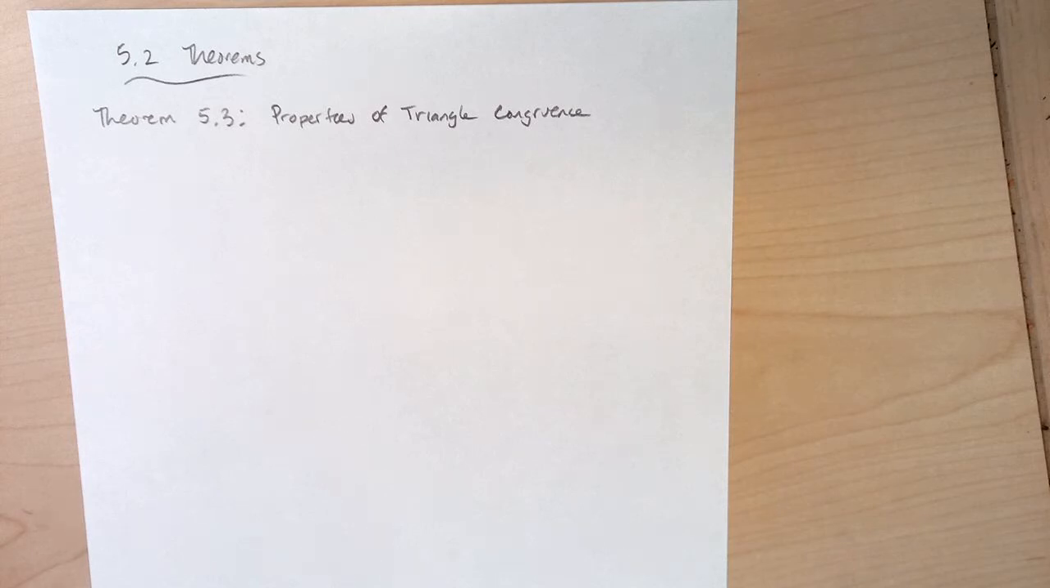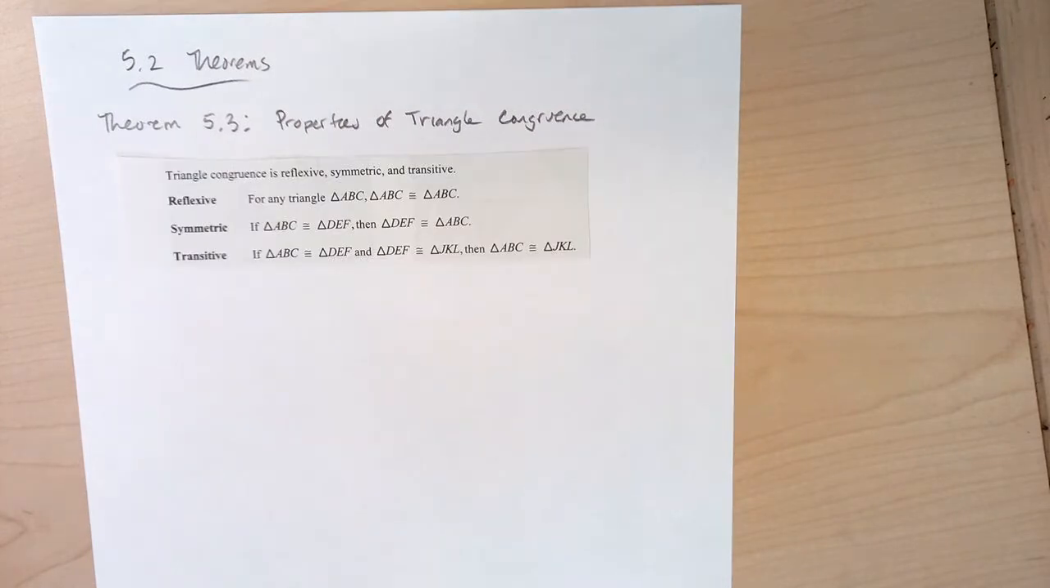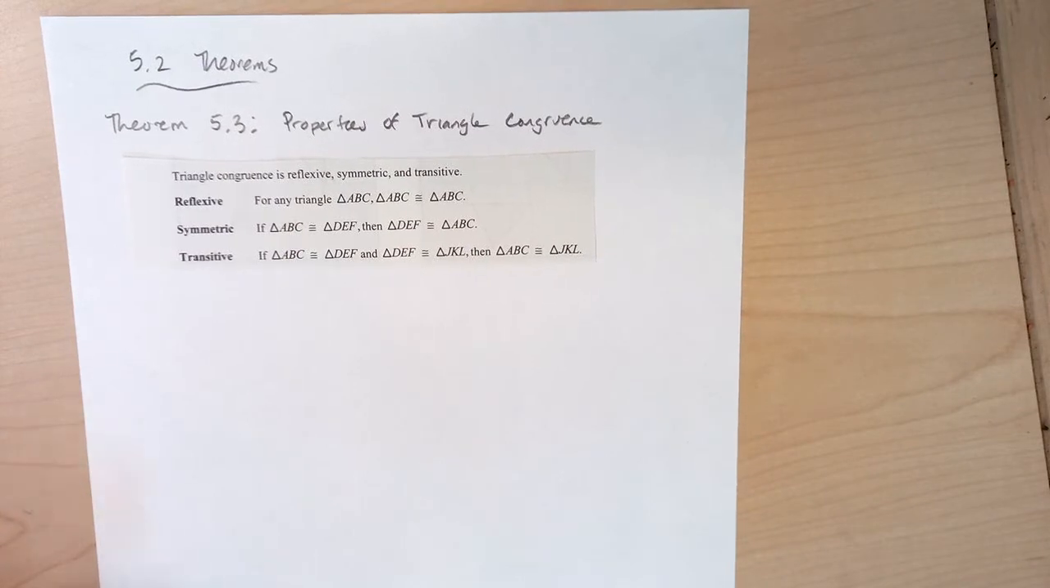Okay, so for congruent polygons, we need to go over a couple of theorems as well. One of them is the property of triangle congruence. We already went over the reflexive, the symmetric, and transitive properties of equality. Now we have each of those for triangle congruence. So notice we have triangle congruence is reflexive, symmetric, and transitive.